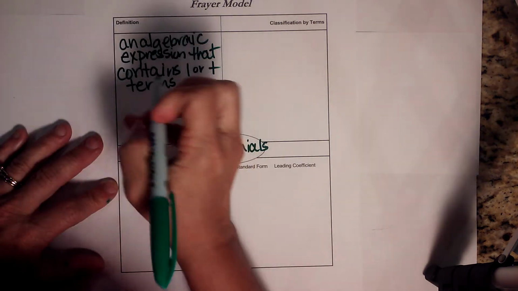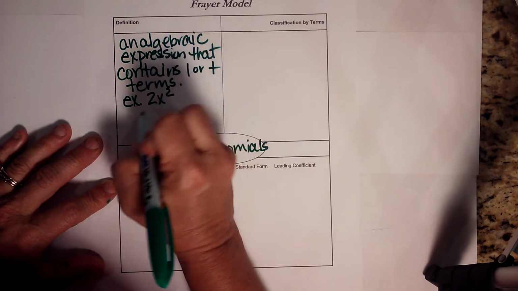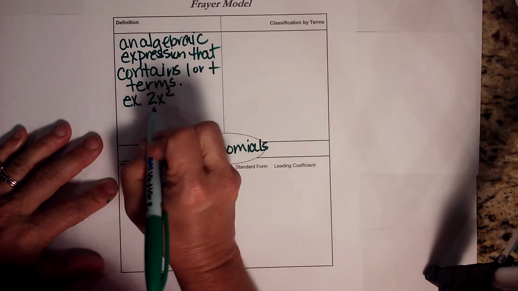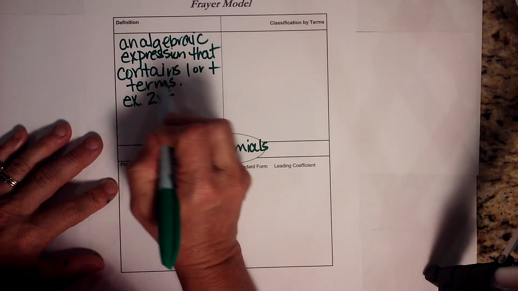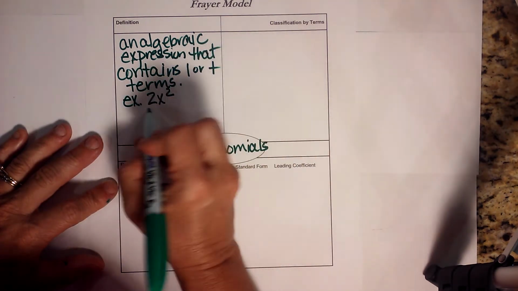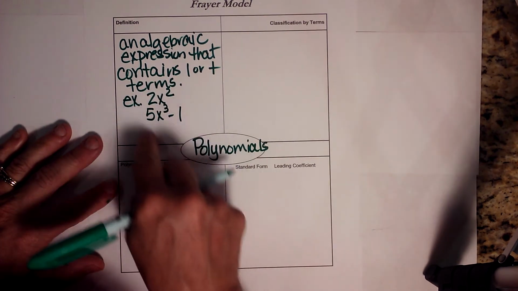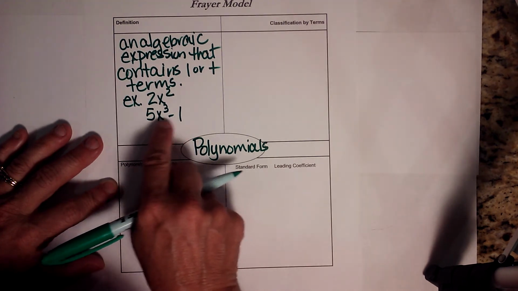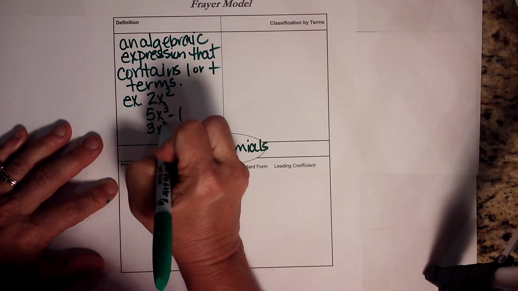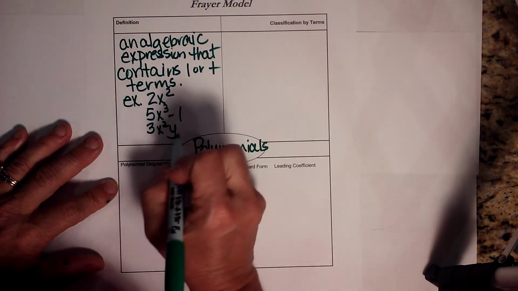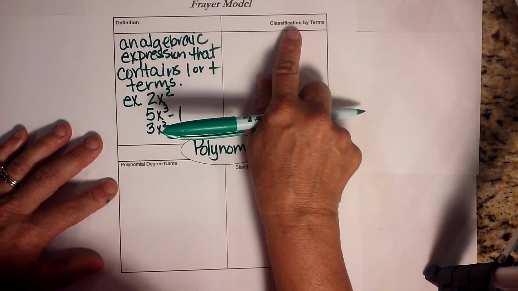Okay, so what are some examples? An example might be just 2x squared. So you've got an algebraic expression. An expression doesn't have an equal sign. It's just polynomials, just terms. Okay, so there's one. And you might have 5x cubed minus 1. So there's another example. And you can add and subtract these polynomials. You could even have 3x squared y. That's another polynomial. Okay, so let's classify these by terms.